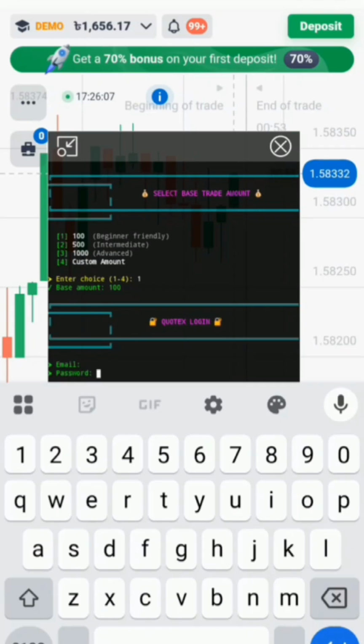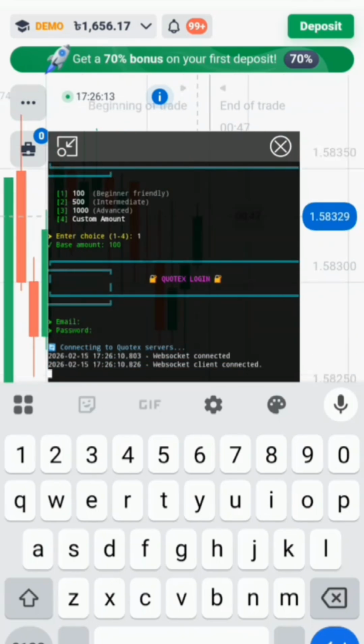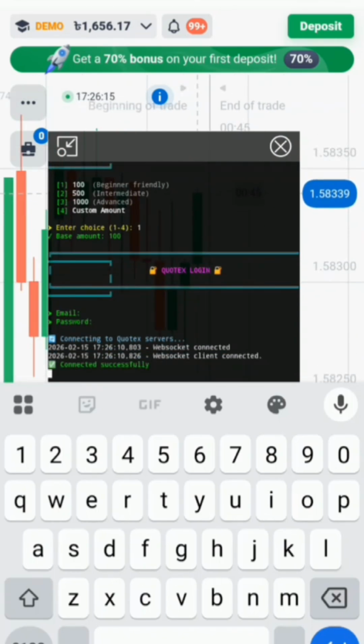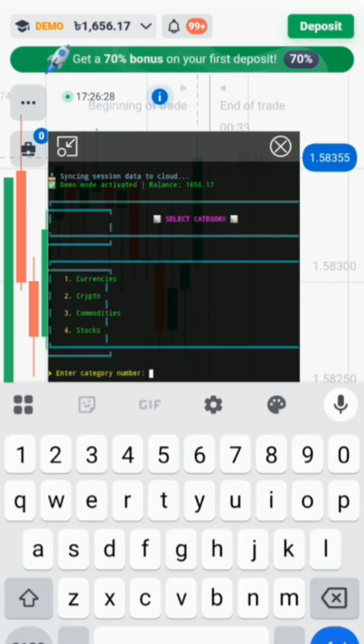After this, enter your registered Quotex email ID and password. Once the details are filled, the bot is ready to work. Now the bot is successfully connected with the Quotex account. Here you can see the demo balance and the live balance on the screen.